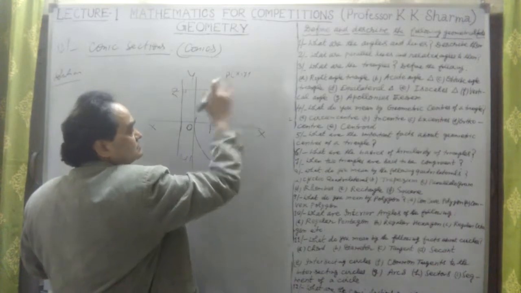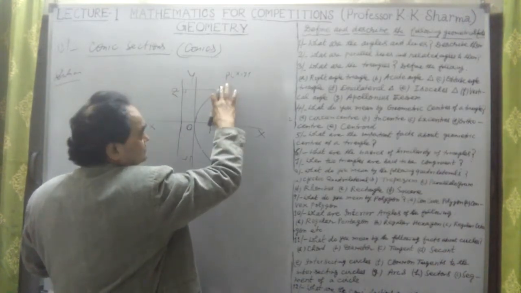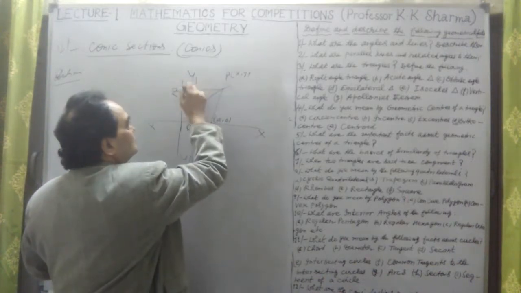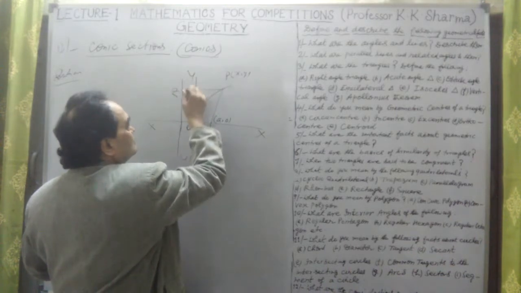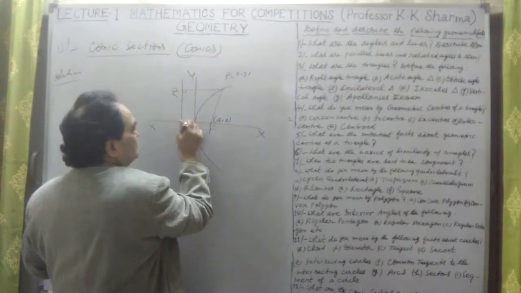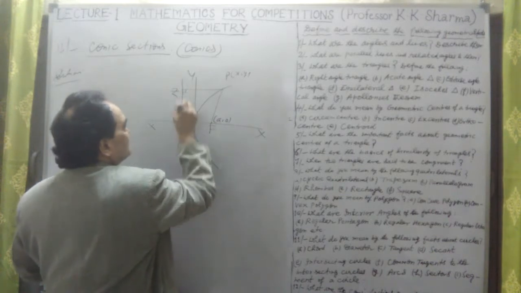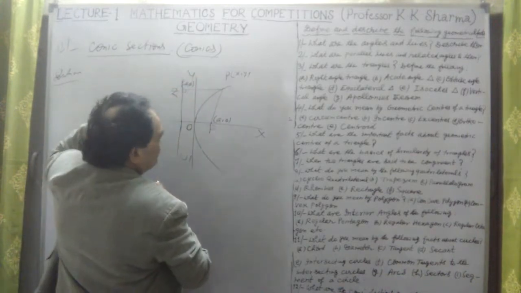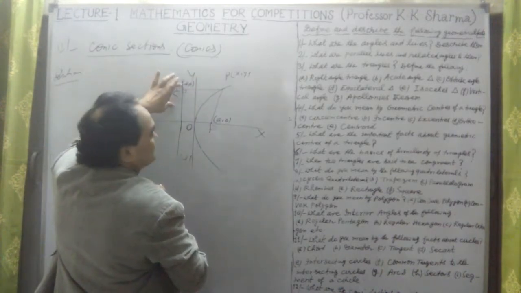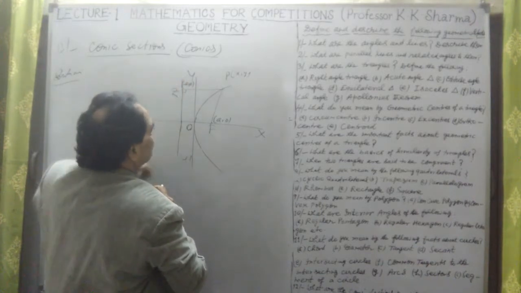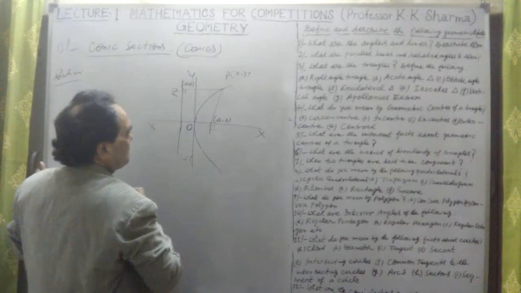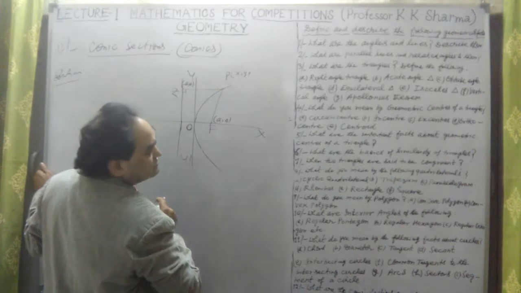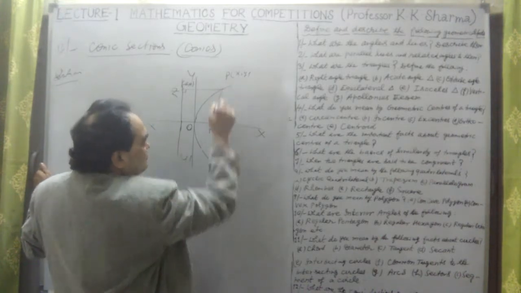Now this distance gives us the length PZ, the perpendicular length from the point P to the directrix. The x-coordinate of this point is minus a, and the y-coordinate is 0. So the coordinates of this point are minus a and 0. If I equate this, the equation of the parabola is obtained.